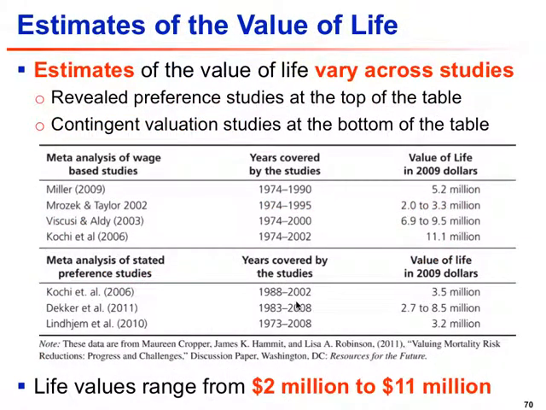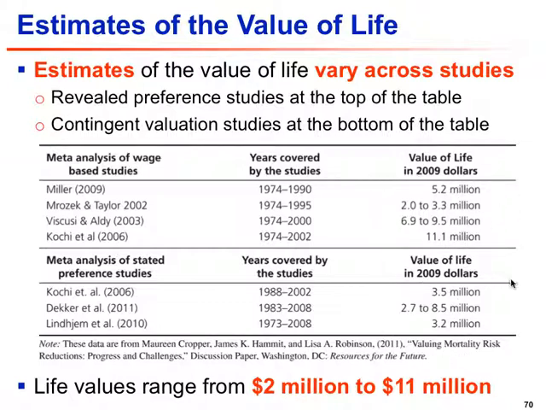So what are some estimates of the value of life across different studies using these approaches? So here are some studies, some meta-analyses, which means studies that looked at a selection of other studies. Up top, there are four studies of revealed preference valuations of life, and we have everything from $2 million to $11.1 million in these various studies based on revealed preference.